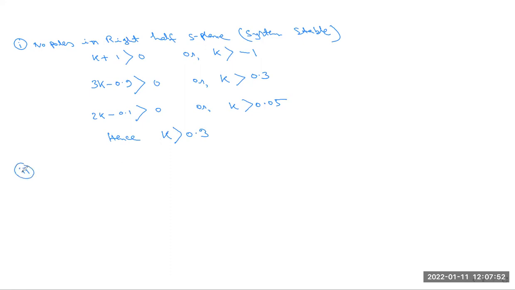Now condition 2: one pole in the right half S plane.